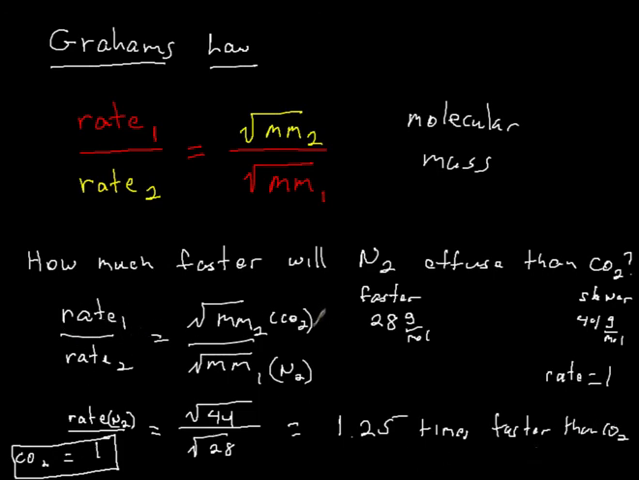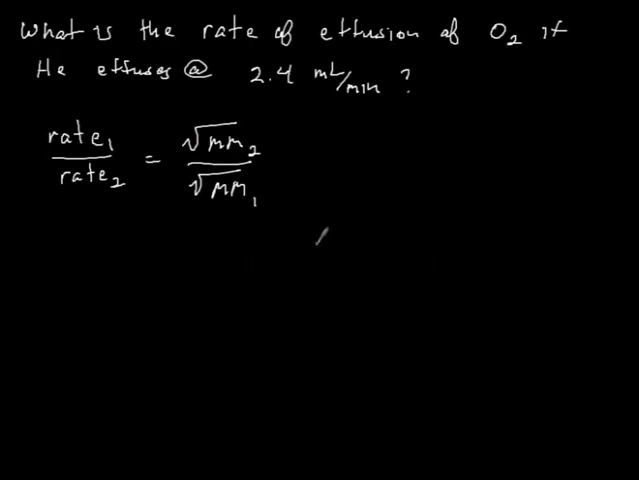Now we can also solve a problem where we actually find the actual rate, and we can do that as well. So here's another question. What is the rate of effusion of oxygen if helium diffuses at 2.4 milliliters per minute? And so we're just going to plug in here. We can get the molar mass of oxygen, 32 grams per mole. Molar mass of helium is 4 grams per mole. And we have a rate for helium. So we have 3 of the 4 variables we just need to plug in.